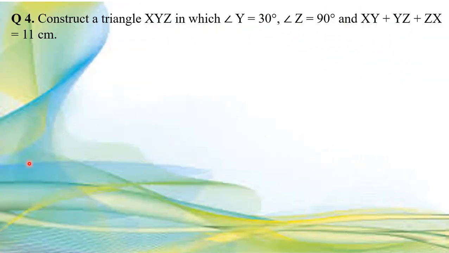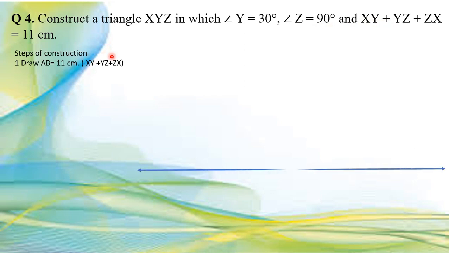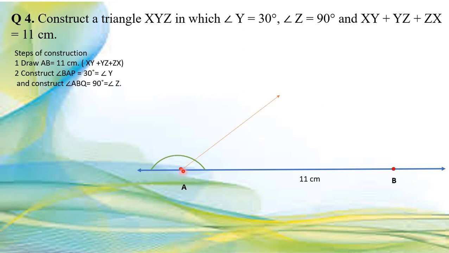So let's start. Question number 4 says, construct a triangle XYZ in which angle Y is 30 degrees, angle Z is 90 degrees and the perimeter is 11 centimeters. So first of all we have to draw a line segment AB equal to 11 centimeters. Then, as angle Y is 30 degrees, at point A we draw angle BAP equal to 30 degrees, that is angle Y. So AP is the ray which makes angle BAP 30 degrees.